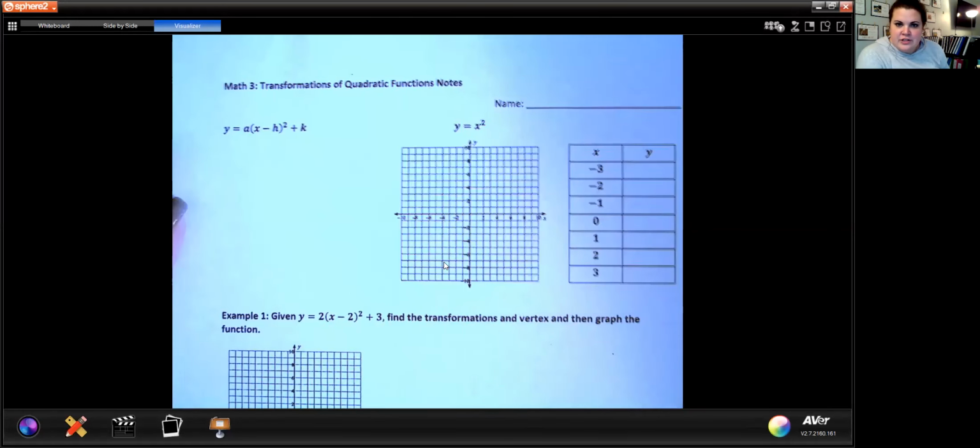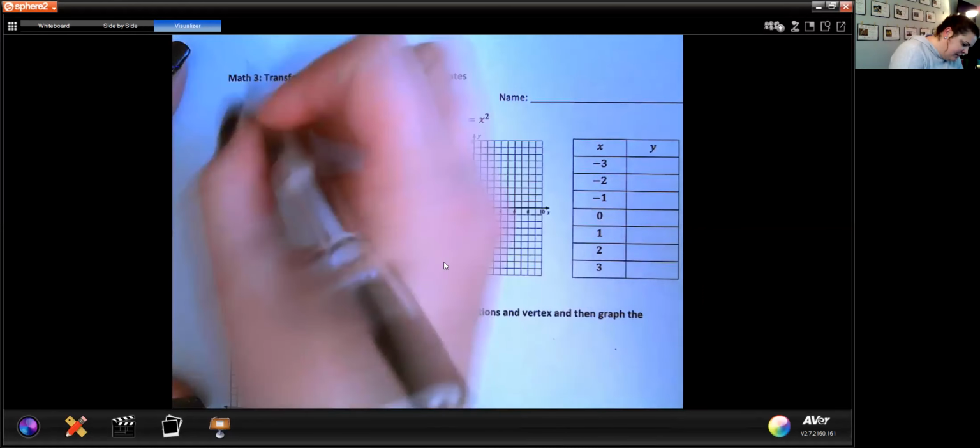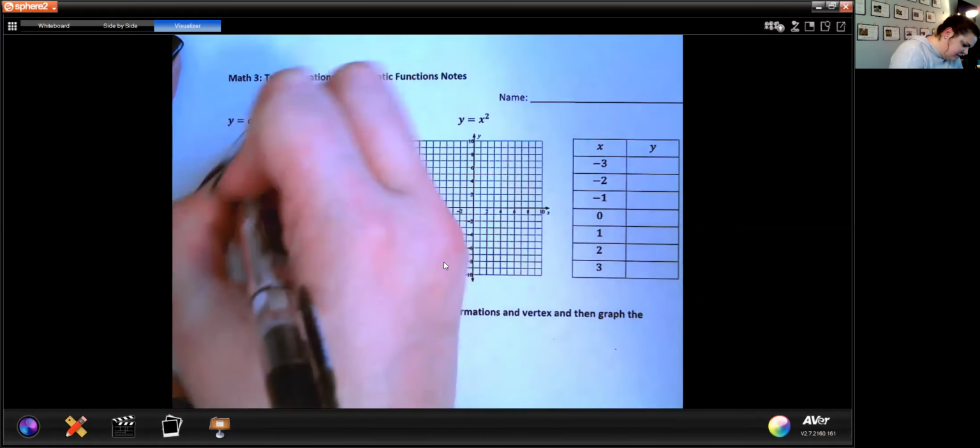All right, so this is the video for the notes on transformations of quadratic functions. And this is going to feel really familiar to what we did on absolute value functions because the transformations are the same. You recognize them the same way. You kind of work with them the same way. You can still find the vertex the same way. The only difference is instead of having a V-shaped graph like we did with absolute value, we have a U-shaped graph now. So just a little reminder about the different transformations.